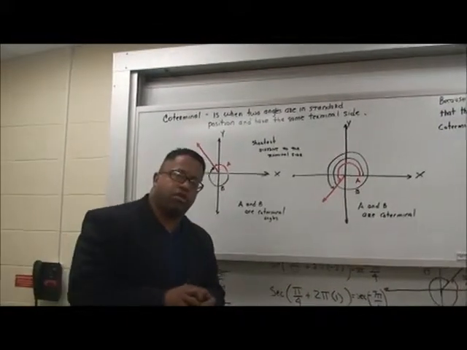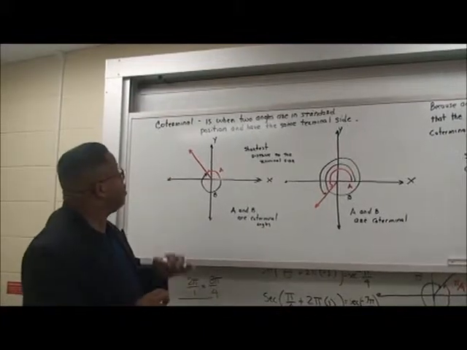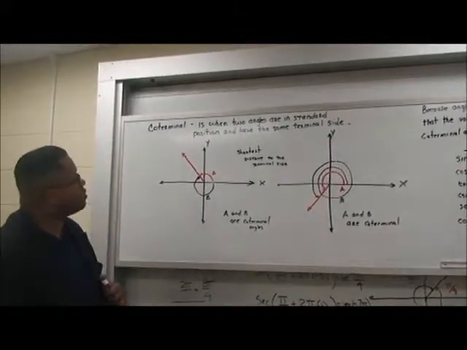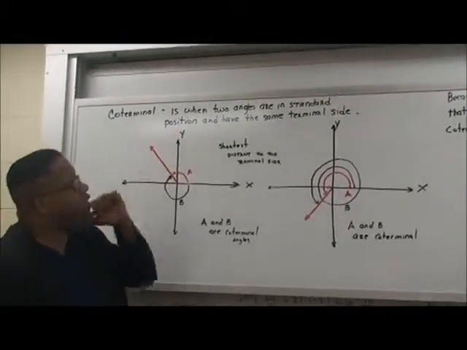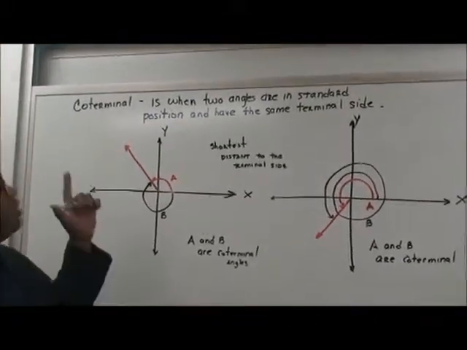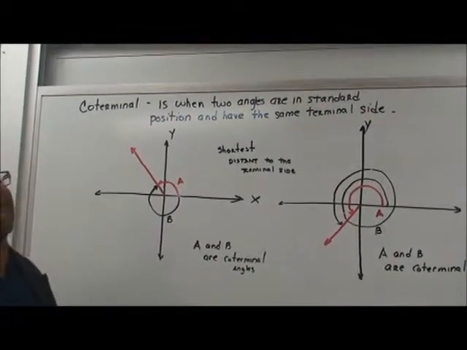Hello, this is a continuation from the last segment that we talked about, and we're going to be talking about coterminals of angles. Now let's define coterminal. Coterminal angles are two angles in standard position that have the same terminal side.